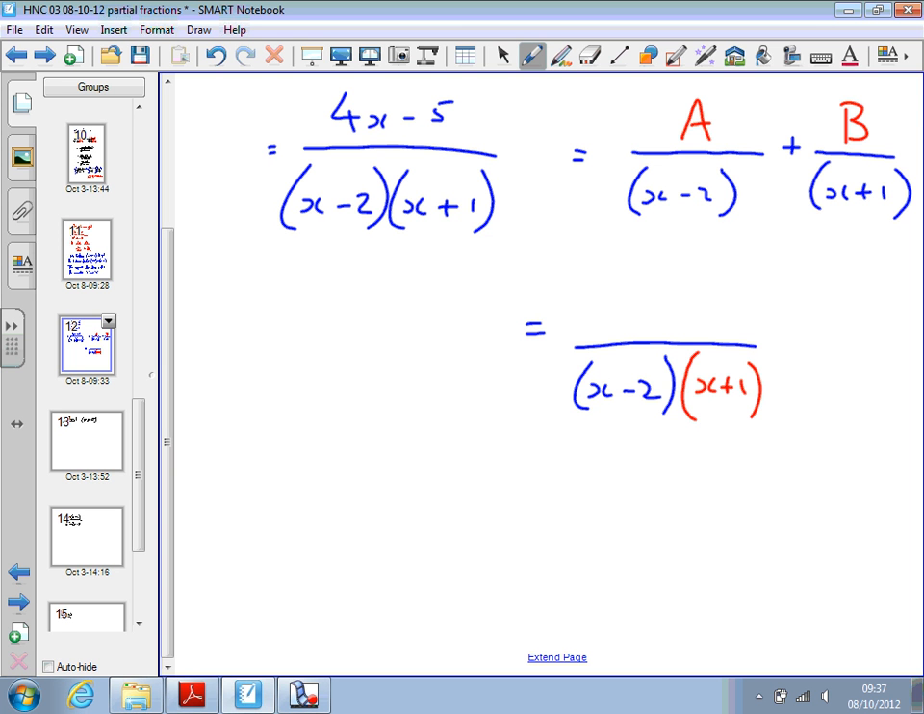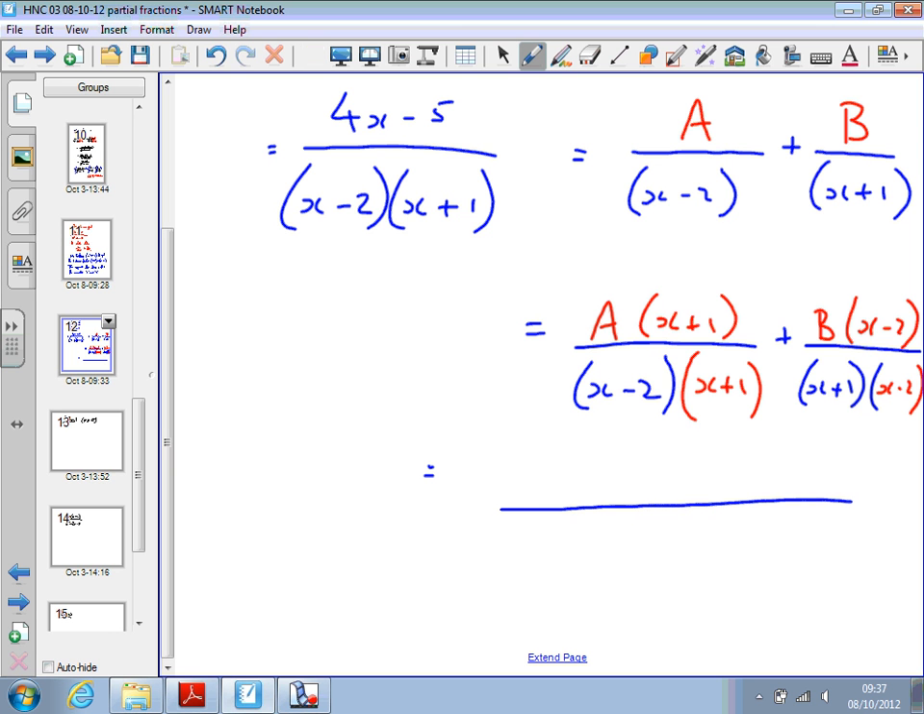X plus 1. So I'd have A times x plus 1 on the top, plus x plus 1 has got to be multiplied by x minus 2, right? So I must multiply B by x minus 2. We're using the same idea we did to combine them. So now, the right-hand side equals something over x minus 2, x plus 1, all over the same denominator. And now I can just write this on the top: A(x plus 1) plus B(x minus 2) goes on top.